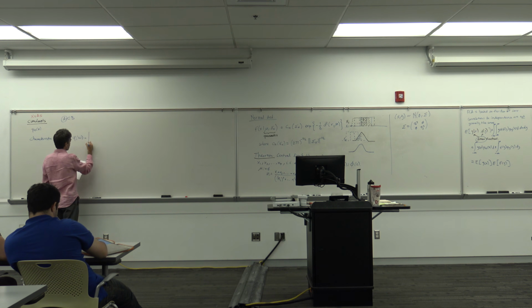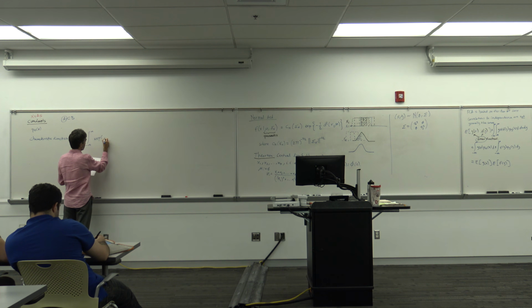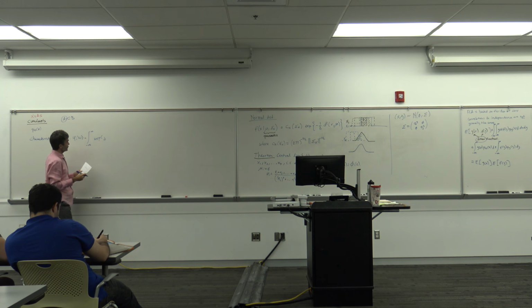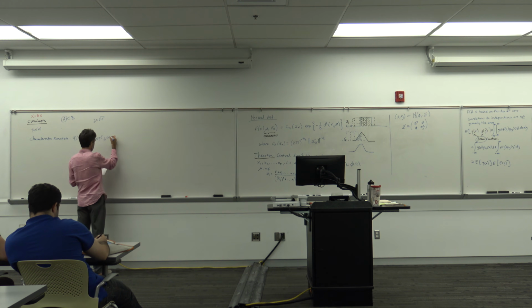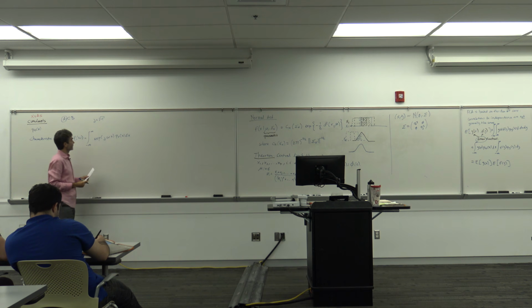So the first characteristic function, let's call it phi of omega, is equal to the integration of the exponential function of j omega x times the marginal probability. That j is the complex unit, so this is the square root of -1. Okay? All right, so that's the definition of the characteristic function.